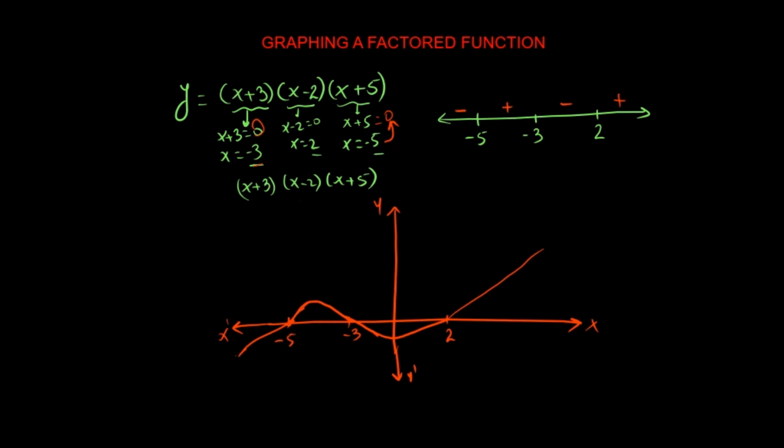Another piece of information you can add is the value of this point. This point is on the y-axis. That's where x is 0. So when you plug in 0 for x, you get 0 plus 3, which is 3, 0 minus 2, which is minus 2, 0 plus 5, which is 5. Multiply them together. 3 times minus 2 is minus 6. Minus 6 times 5 is minus 30. So the graph is passing through minus 30 on the y-axis. And this is your graph. If you understand this, try drawing a graph of this function.